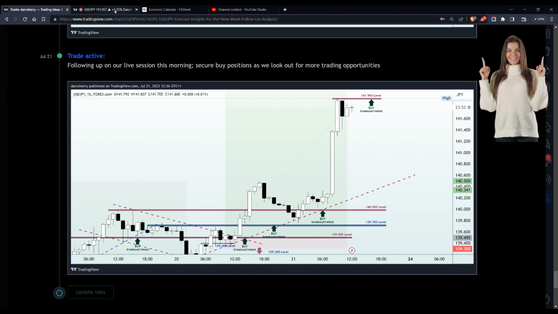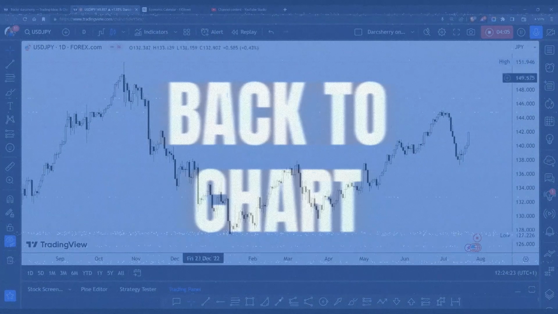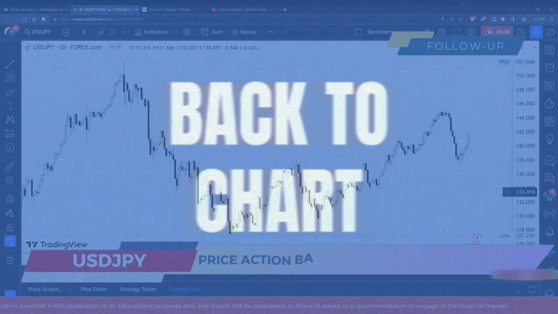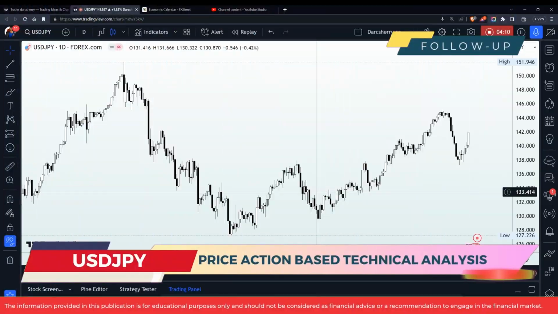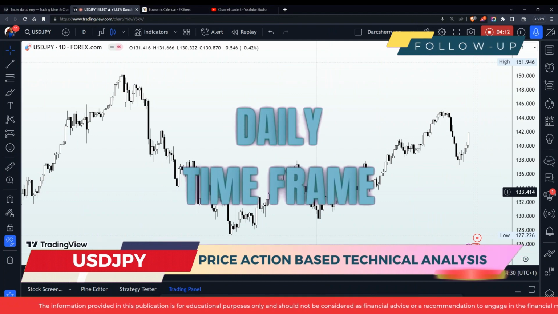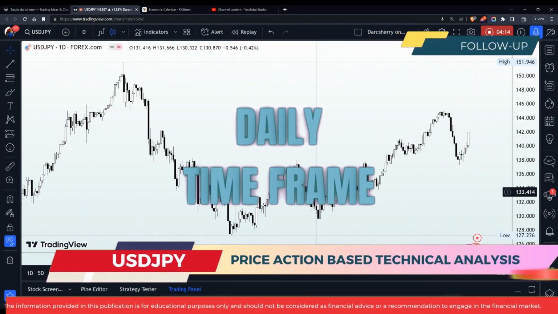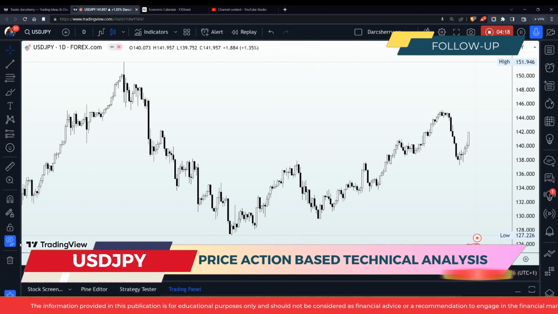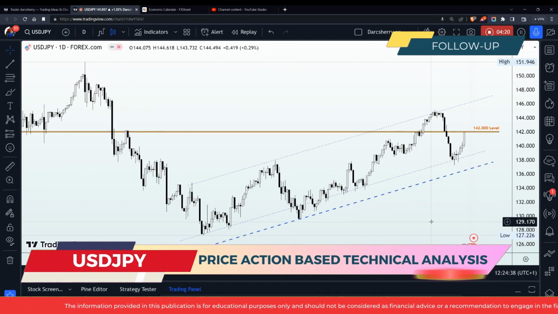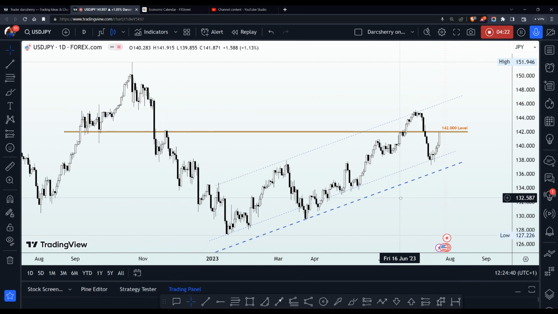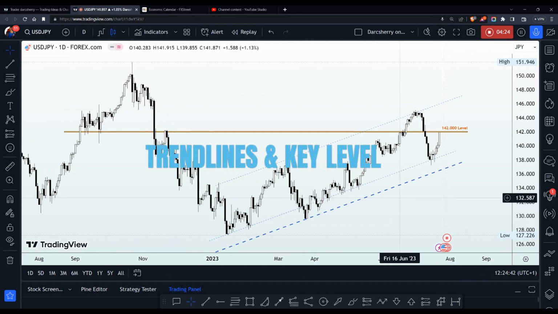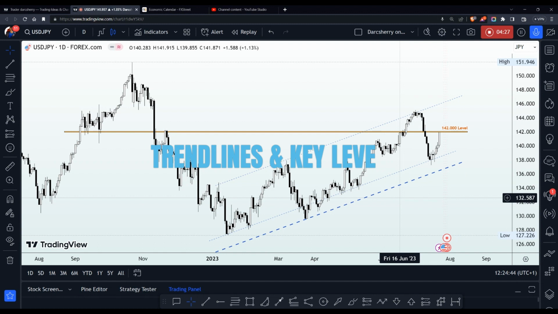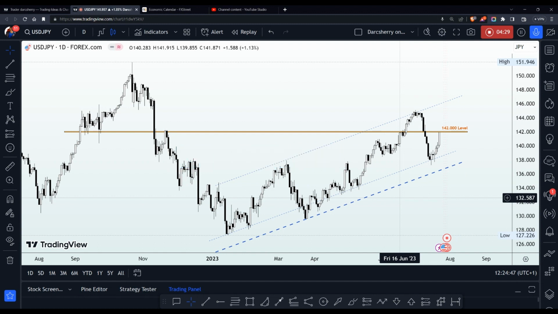So, with that being said, let's dive right back into the chart. The first thing I did here was to go into the daily time frame, where we begin to see how price action has evolved since the beginning of this year. When you look at the structure closely, I was able to spot a couple of trend lines and key levels, which we are going to be using to guide our trading activity for this week.